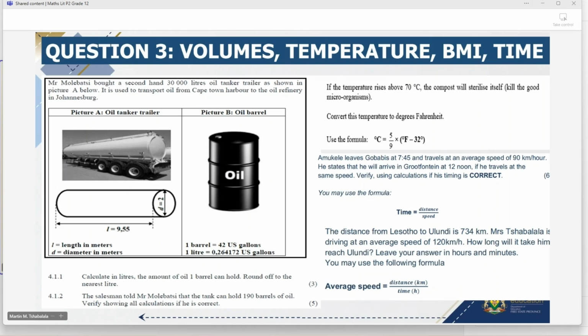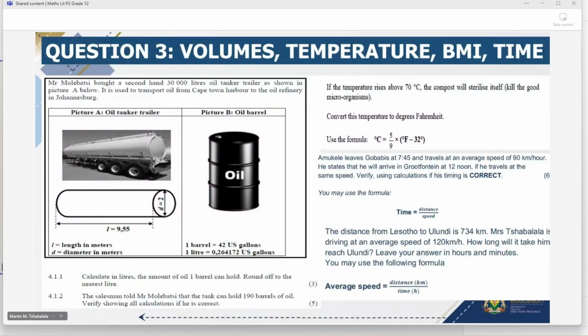On the right hand side is the temperature. Use the formula. The formula most of the time will be given. At times you have to calculate the Fahrenheit. In this case, the temperature rises above 70 degrees, the compost will sacrifice, convert this temperature to degrees Fahrenheit.